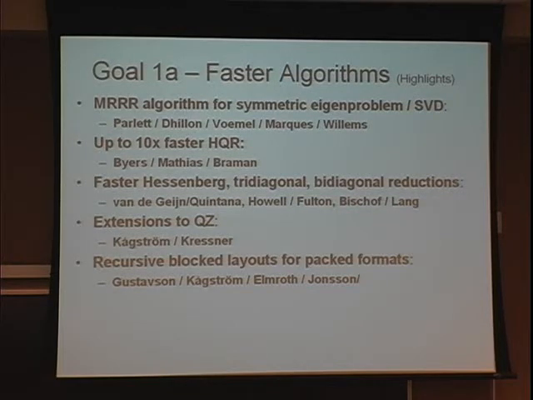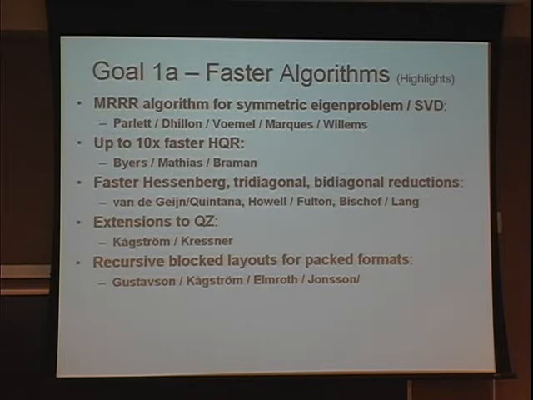The next improvement is for the non-symmetric eigenvalue problem. So if you have a large non-symmetric matrix, how do you find its eigenvalues? You first reduce it to something called Hessenberg form. Upper triangular plus one more diagonal. And then you iterate on that upper Hessenberg matrix. That's the bottleneck. And there's an algorithm that's up to 10 times faster for doing that.